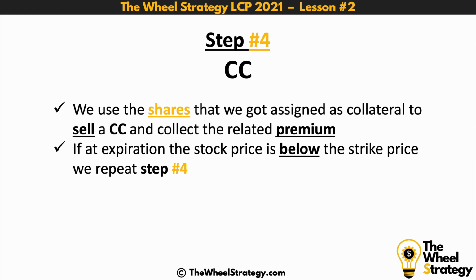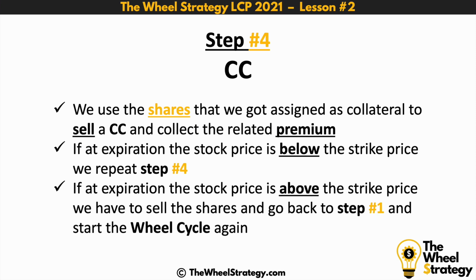And if at expiration the price is below the strike price, we repeat this step again, because we keep ownership and we keep selling premium. If at expiration the stock price, on the other hand, is above the strike price, we have to sell the shares and go back to step 1 and start the cycle again. Because, of course, we have no more shares to secure a sale of another call, but we get back the cash and we use it to sell a new put.